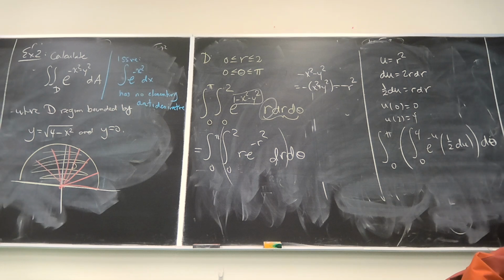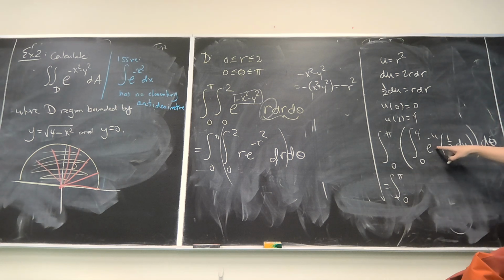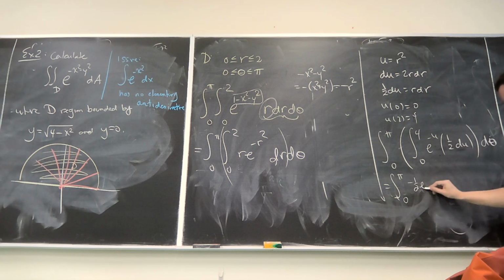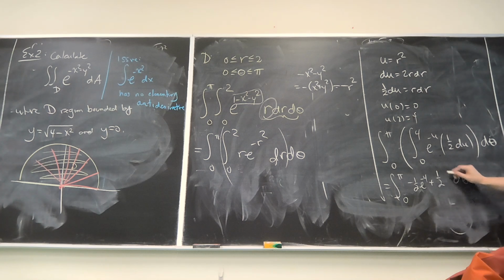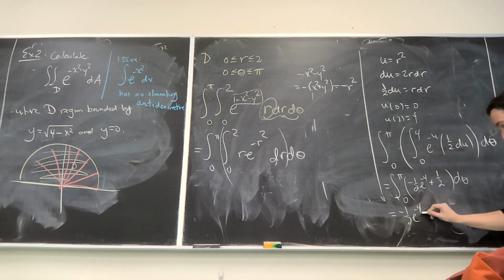If you keep going, this becomes the integral from 0 to pi. The internal integral, when you integrate e to the minus u, you pick up a negative sign. So you get something like minus 1/2 of e to the minus 4 plus 1/2 d theta. Integrating this with respect to theta sticks a single theta into the equation that you put 0 and pi into, and so I think the final answer is 1/2 of e to the minus 4 plus 1/2, all times pi.